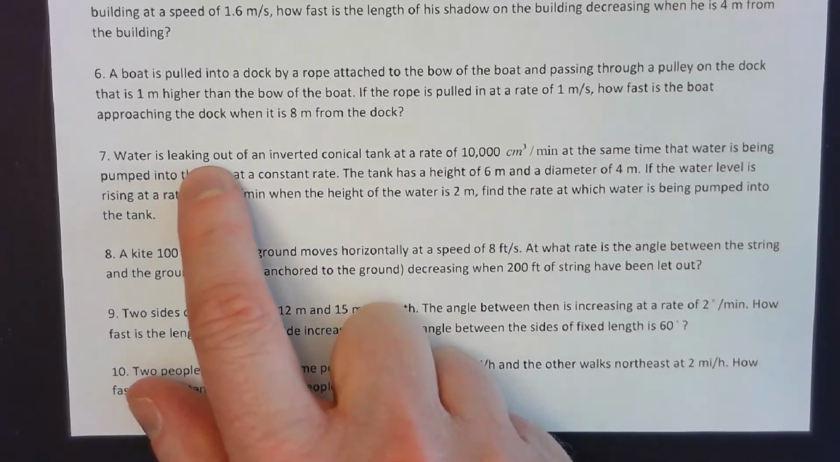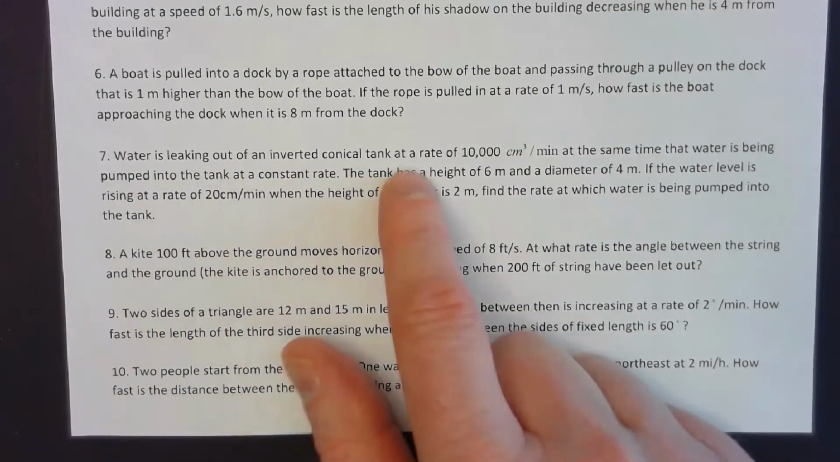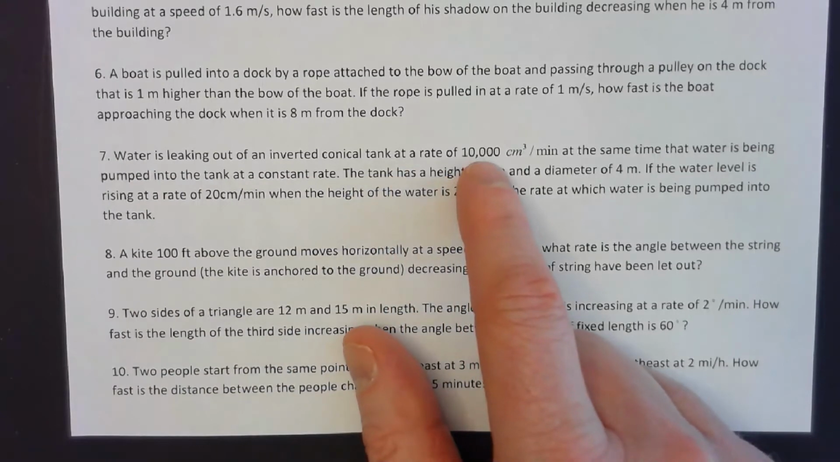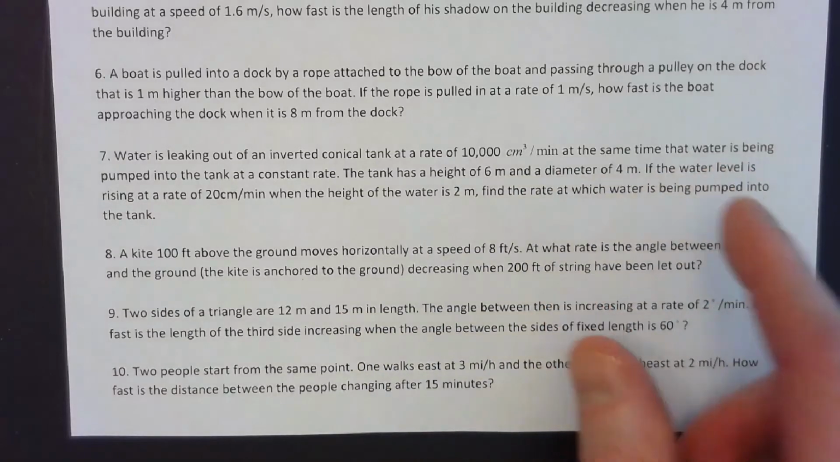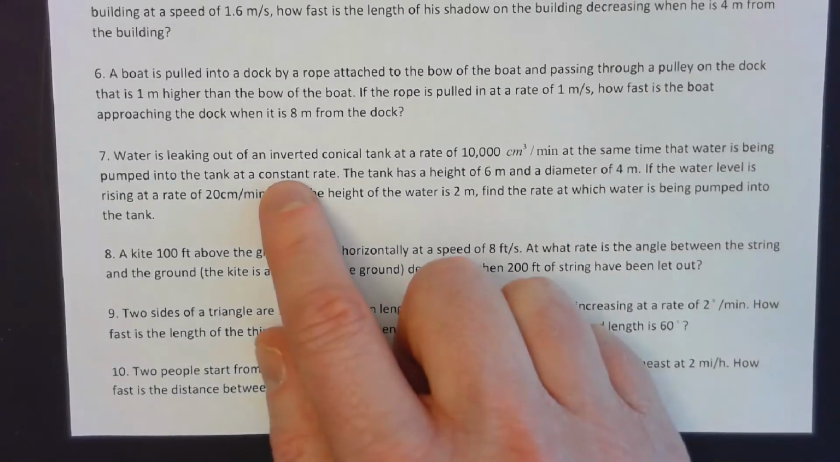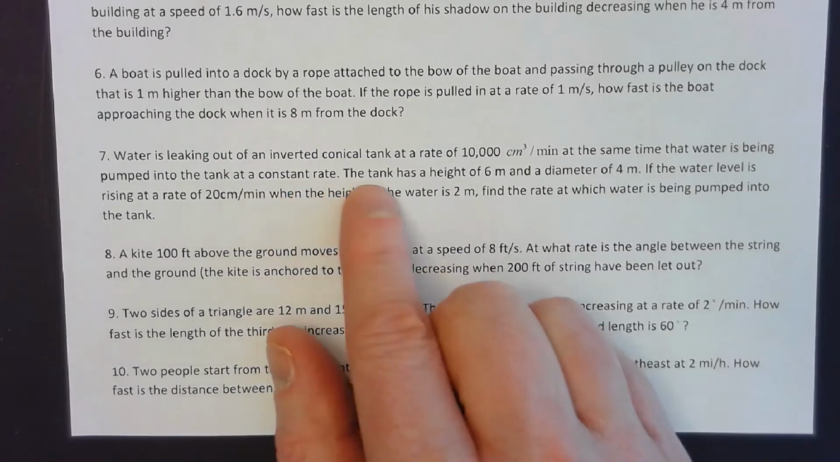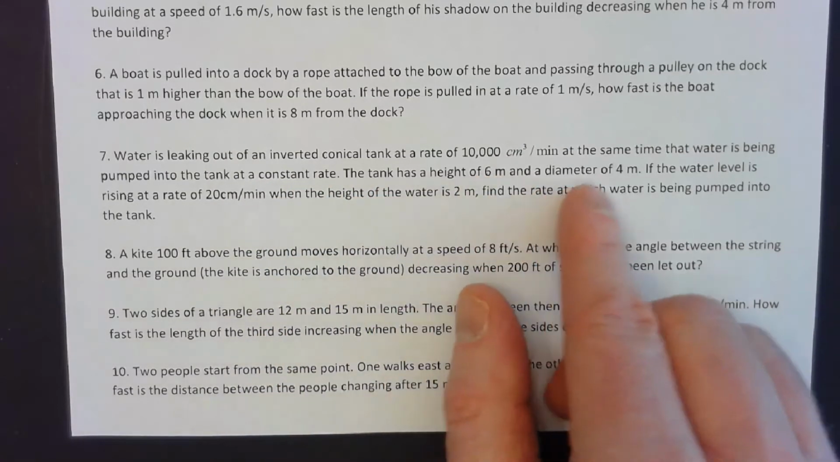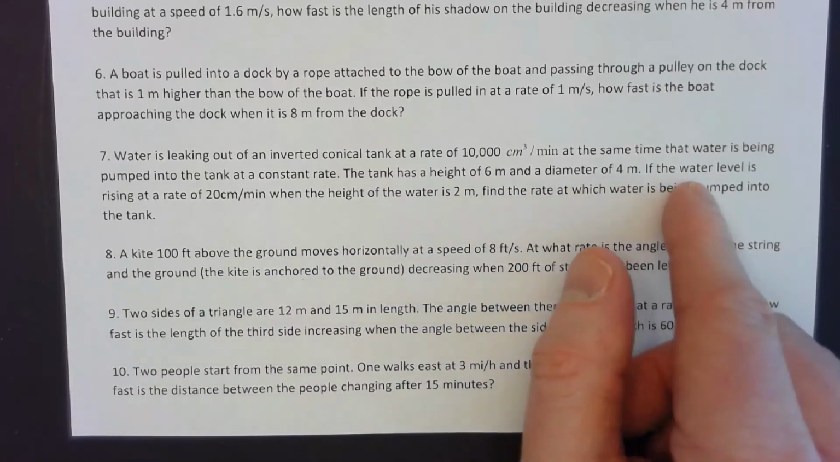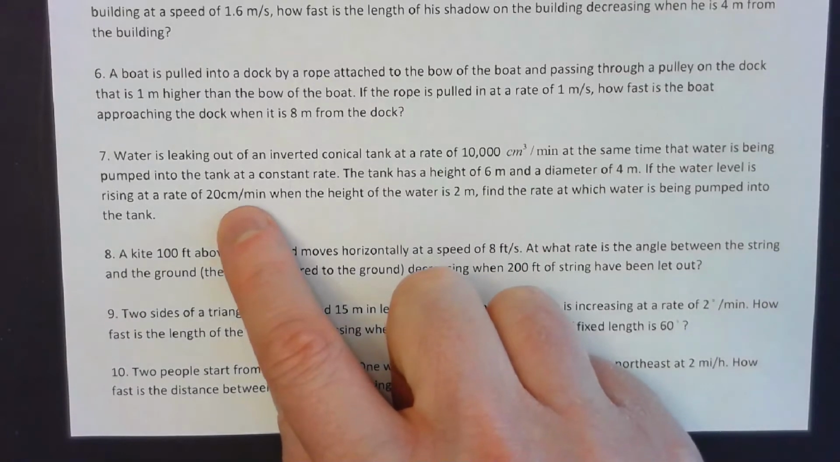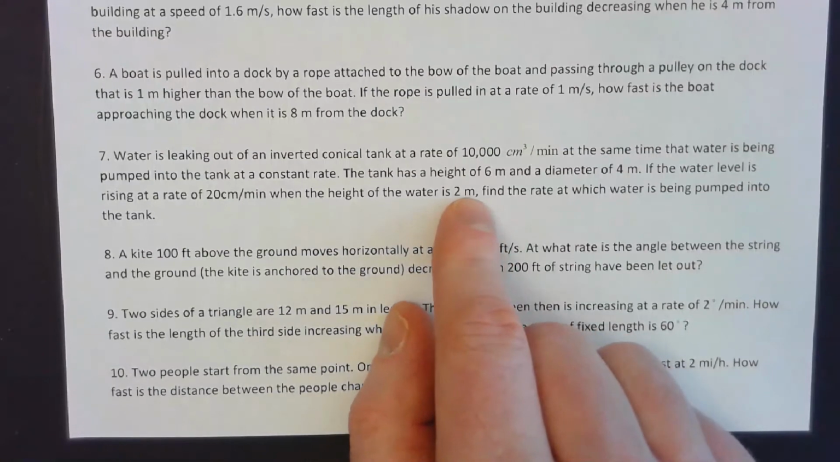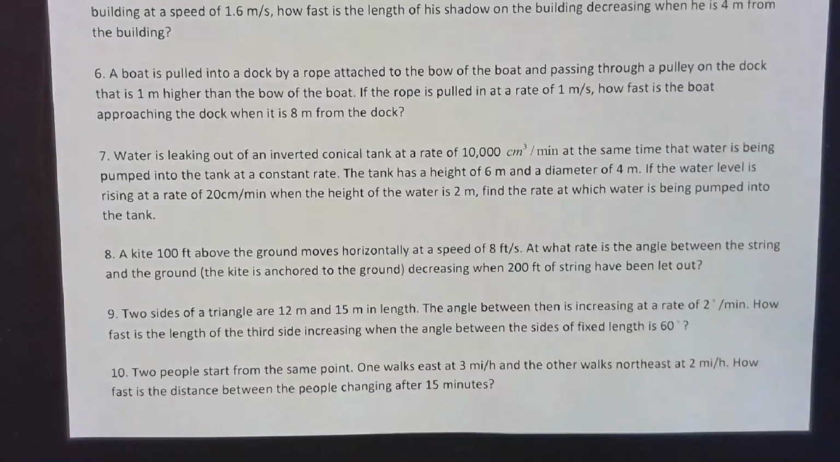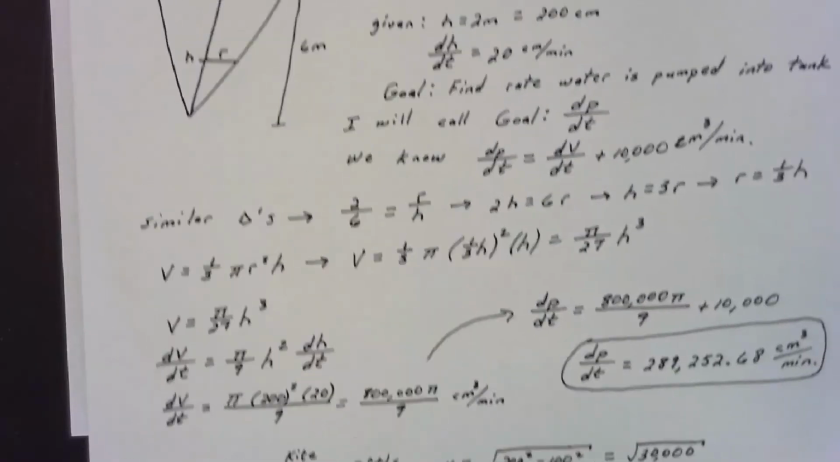So we know that water is leaking out of an inverted conical tank, and it's leaking out at a rate of 10,000 cubic centimeters per minute. But at the same time, water is being pumped into the tank at a constant rate. The tank has a height of 6 meters and a diameter of 4 meters. If the water level is rising at a rate of 20 centimeters per minute, when the height of the water is 2 meters, find the rate at which the water is being pumped into the tank. Okay, here's my solution to that problem.